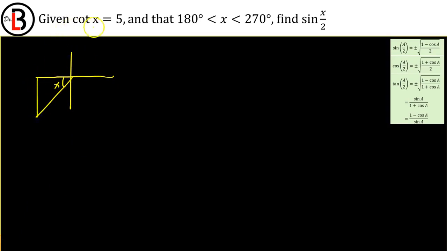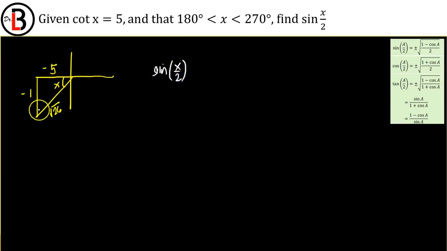It's cotangent. So opposite over adjacent, that becomes adjacent over opposite. So 25 and 1 is 26. This one would be the square root of 26. That's negative. That's negative. So let us evaluate sine of x over 2.